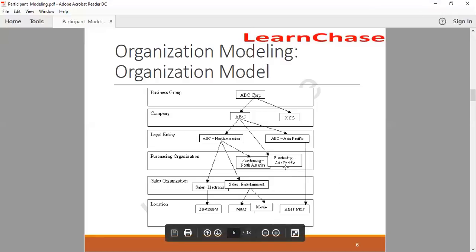And here we have a purchasing organization, purchasing North America, purchasing Asia Pacific. Sales could be electronics, belonging to North America, or entertainment, belonging also to North America. The location, the electronics could be in one location, the entertainment could be in different forms, music, movie, and so on and so forth. Each one of them could have their own ideas, their own roles, their own type of hierarchy defined. They are separate units.